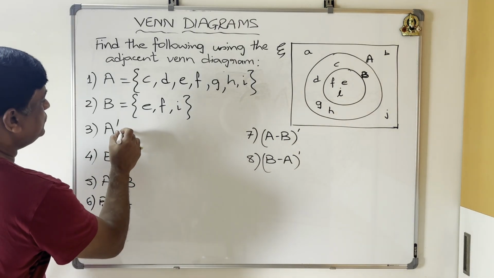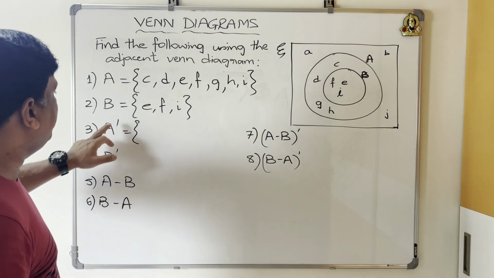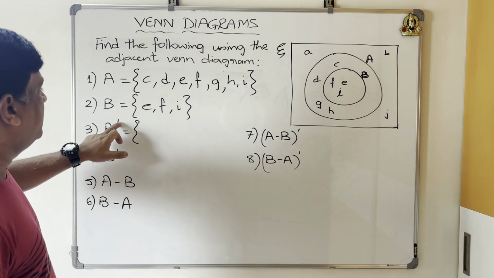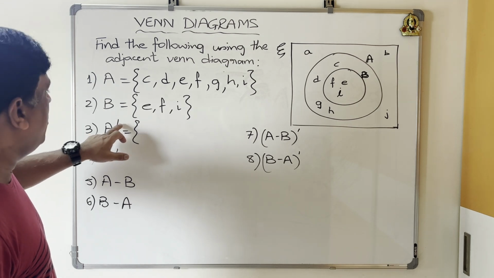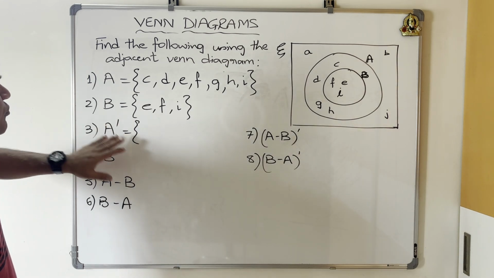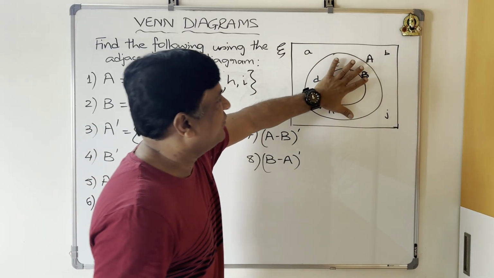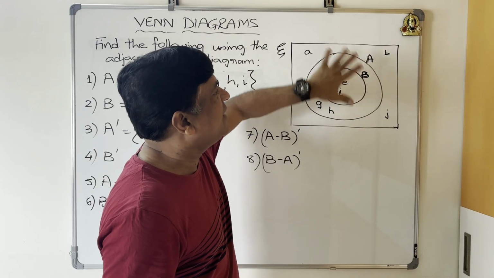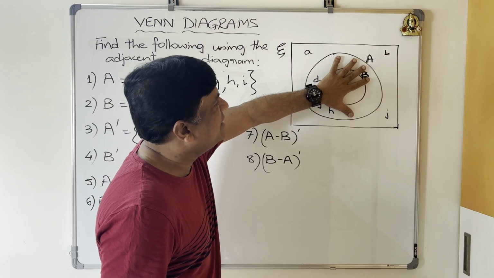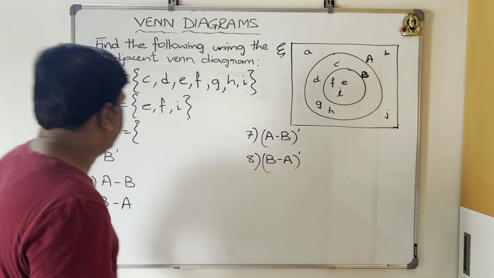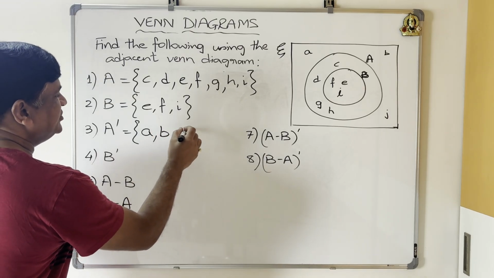Now, what is A complement? I have told you earlier, right? Whenever you see this A complement, single slash above, what do you need to do? You need to consider the elements which are not part of A, but from the universe. So what are the three elements you see in the universe? It's A, B and J. Look at it. A, B and J.